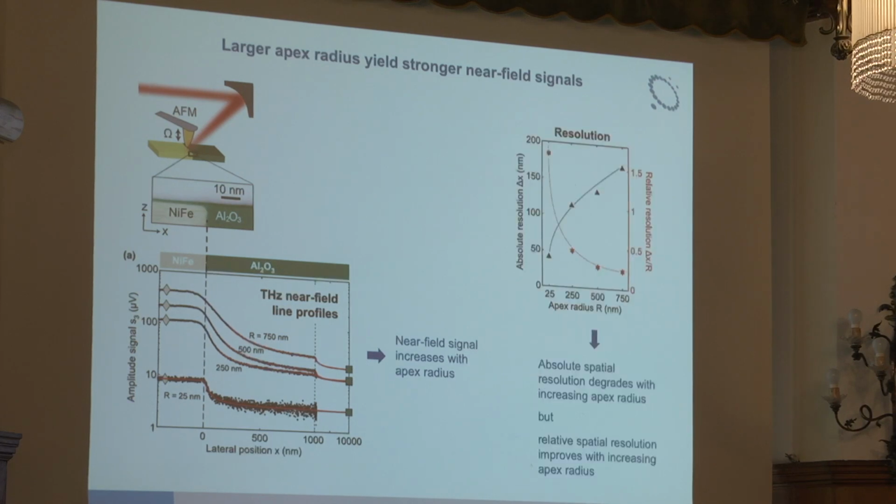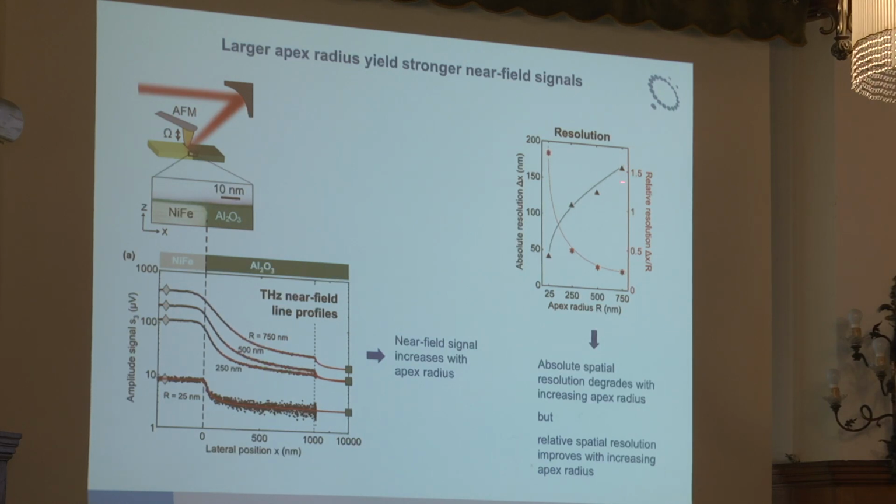Now we can look at this a little bit more quantitatively. We analyze this, I don't explain how, but then we can take a kind of line width or a broadening of this material boundary, and then we define an absolute resolution. We see that with increasing radius, the resolution becomes worse, of course. It goes from 50 nanometer for the 25 nanometer tip to about 150 nanometer for the 750 nanometer tip.